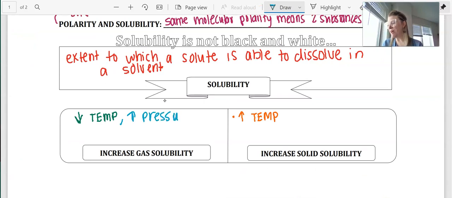Now, will pressure have an effect on solid solubility? And I want you to think about that for class tomorrow. Will pressure impact solid solubility? Why or why not?